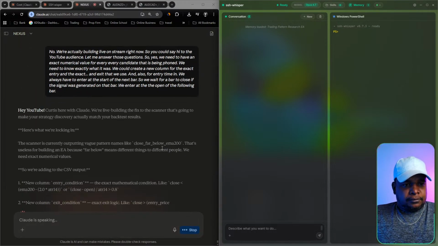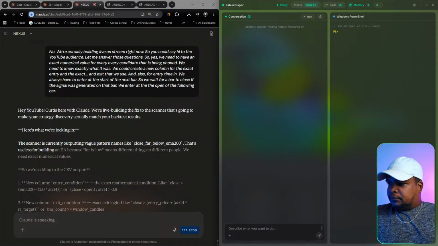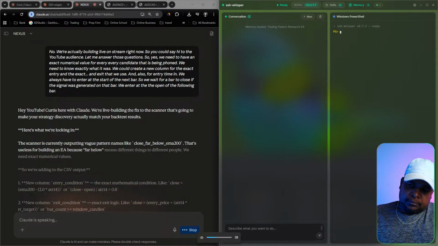Hey YouTube, Curtis here with Claude. We're live building the fix to the scanner that's going to make your strategy discovery actually match your backtest results. Here's what we're locking. The scanner is currently outputting vague pattern names, close far below EMA 200. That's useless for building an EA because far below means different things to different people. We need exact numerical values.